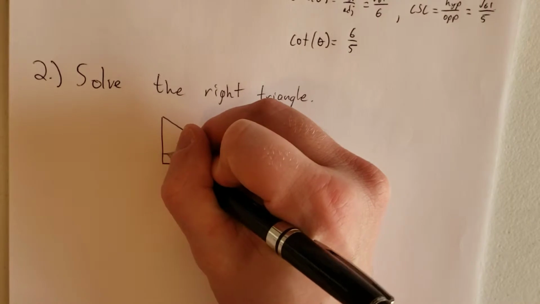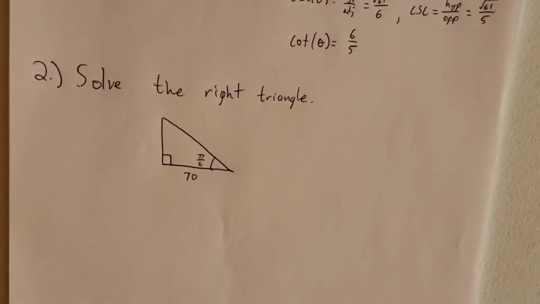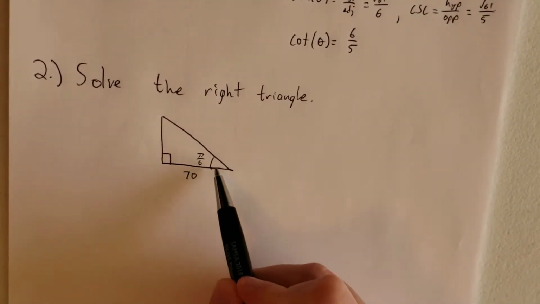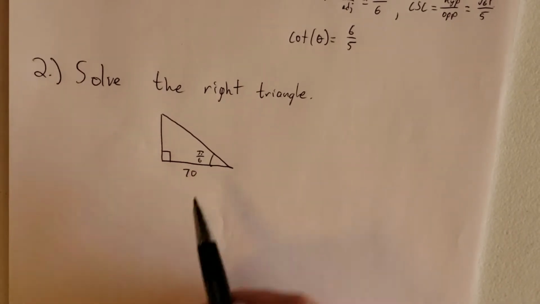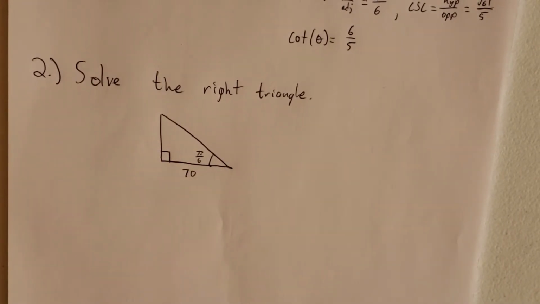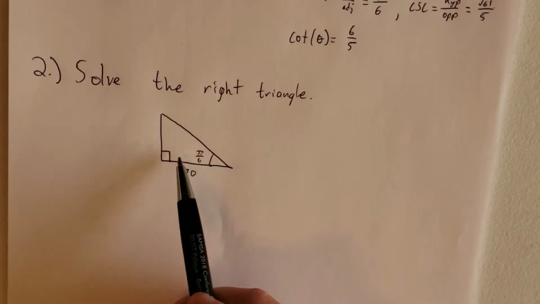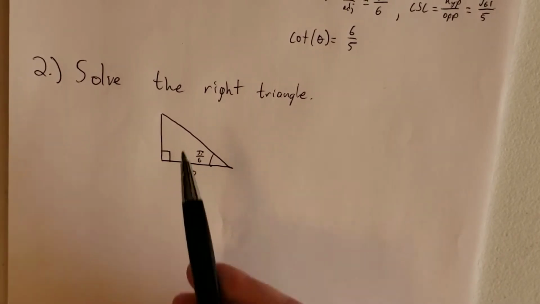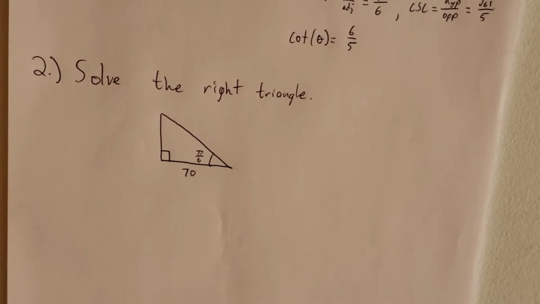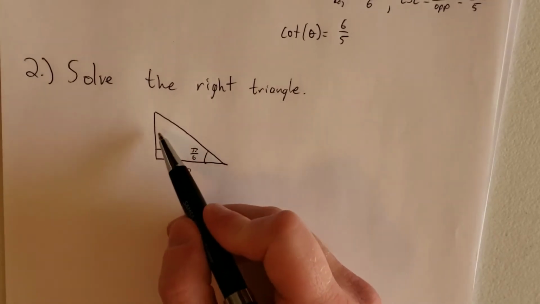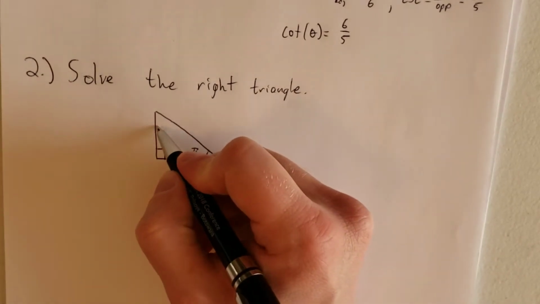So we're given a right triangle, and we are told that one angle on that right triangle is pi over 6, and the adjacent side to that angle is 70. So we want to solve the right triangle. Solving the right triangle means find all of the other parts of the triangle. We know 2 angles and one side, so we want to find the other 2 sides and that third and final angle. I'm going to start by finding that third and final angle here.